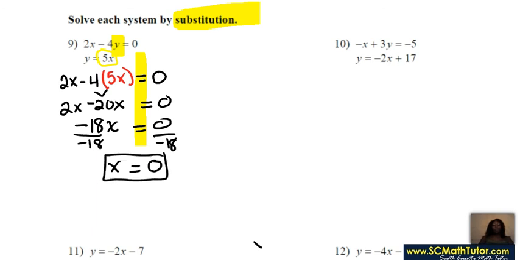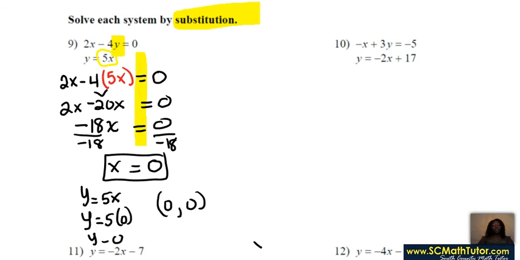And then you can plug into y. Y equals 5x. Y equals 5 times 0. Therefore, y equals 0. So x is 0, y is 0. And we can visually check this real quick. 2 times 0 is 0, minus 4 times 0 is 0. 0 minus 0 equals 0. Cool. 0 equals 5 times 0. 0 equals 0. So 0, 0 is our answer. So these two lines intersect, cross each other at the origin, 0, 0.